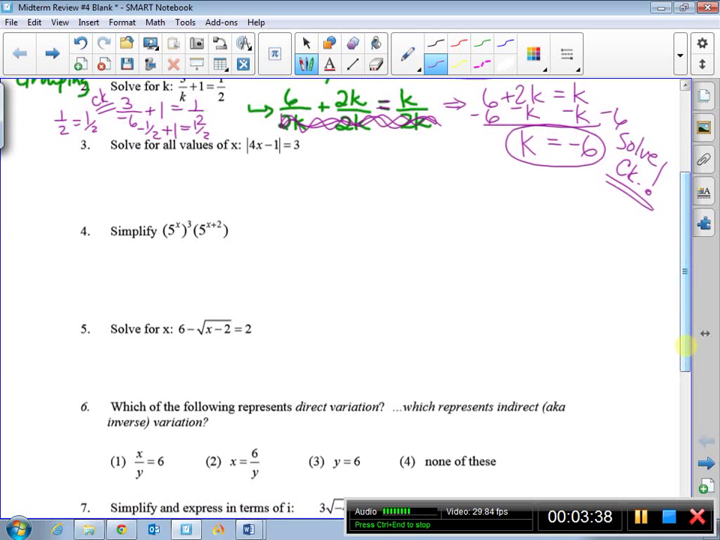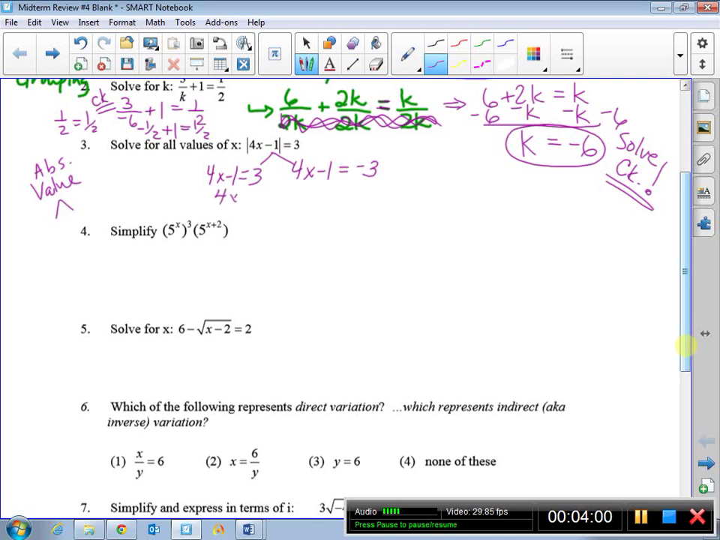Solve for all values of x. And I can see here I have an absolute value equation. Absolute value, you want to remember those 2 bars. So on the left, 4x minus 1 equals 3. We're going to solve that. And on the right, 4x minus 1, no change there, equals negative 3. So we negate the other side.